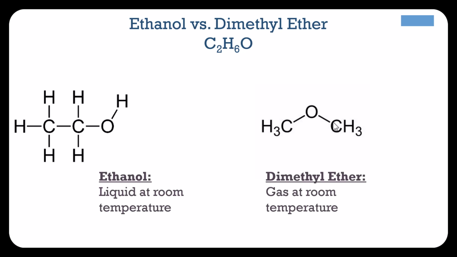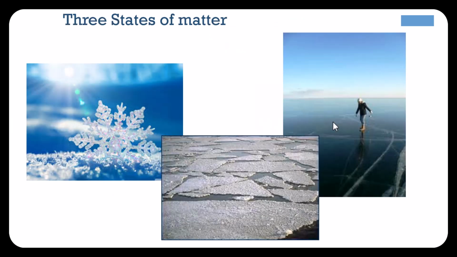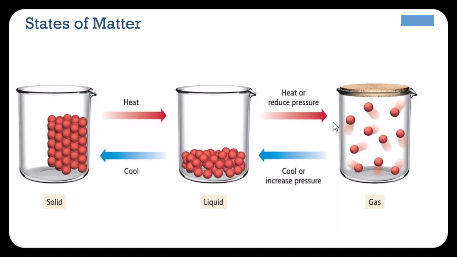Okay. We introduced this idea of ethanol as a liquid at room temperature, dimethyl ether as a gas at room temperature. So before we go any further, let's take another dive into solids, liquids, and gases, our 3 states of matter, because this is going to continue to come up during this chapter. This is information that you've probably learned since you were in first grade, but let's go ahead and review it here because it's going to play a big role in this chapter.